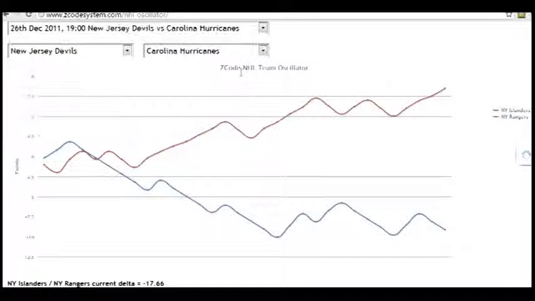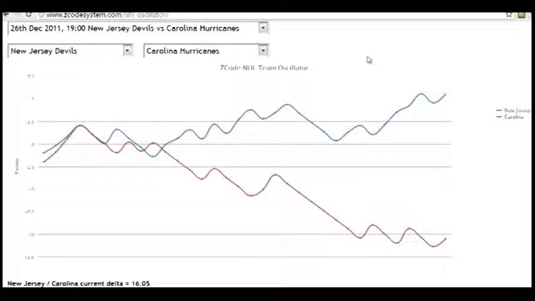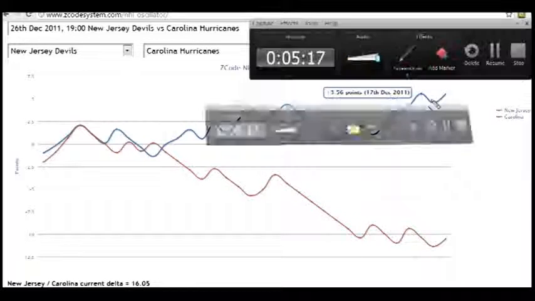Our next game is the New Jersey Devils versus the Carolina Hurricanes. Okay, the red line here is for Carolina, and blue is for New Jersey. Let me draw the line here.